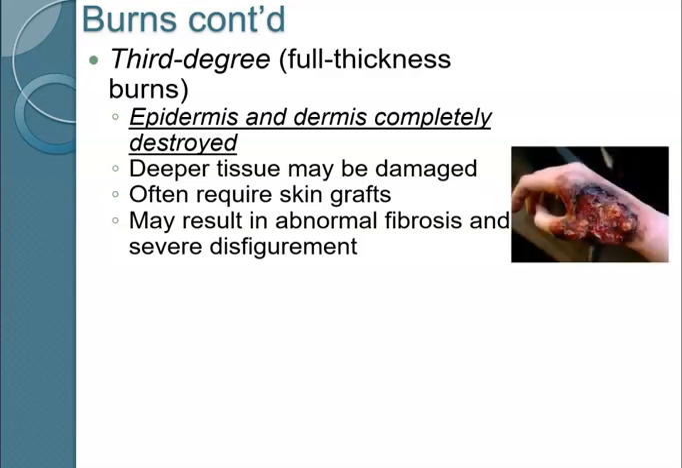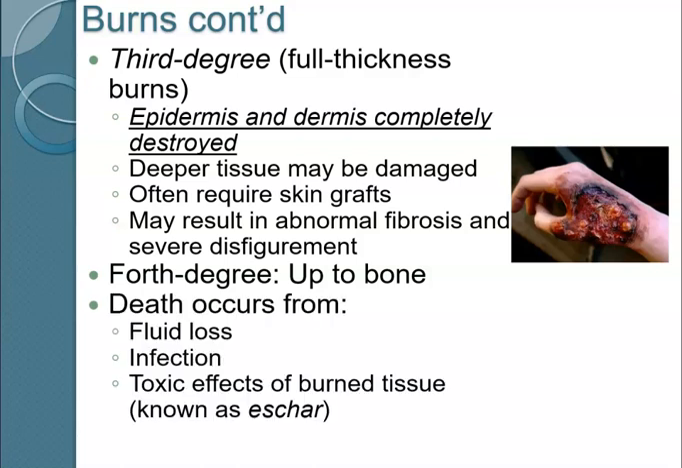Here is a third degree burn. You can see the yellow is the fat, some of the red is muscle, so it's gone in deeper. And then fourth degree, when we talk about it, it's gone all the way past the muscle as well to bone, right? That's obviously the most severe. Usually death occurs not from the burn directly, but because of either fluid loss or infection, or even toxic effects of the burned tissue which has gone into our body and systemic spread of it.